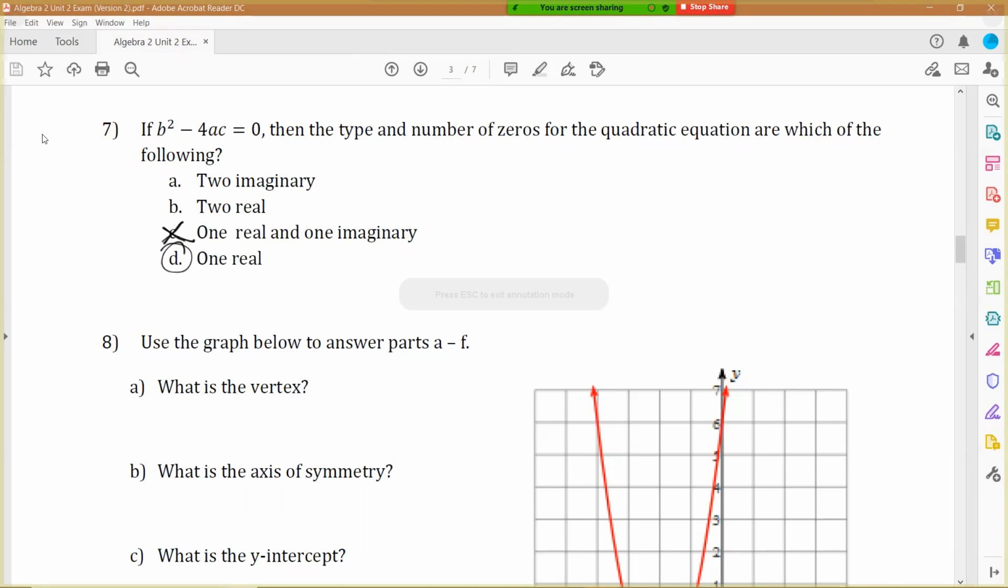If it equals what? If it equals a negative, it's 2 imaginary. If it equals any positive, it's going to be 2 real. And if it's 0, it's 1 real. So there's only 3 possibilities, and the 4th answer is bogus.